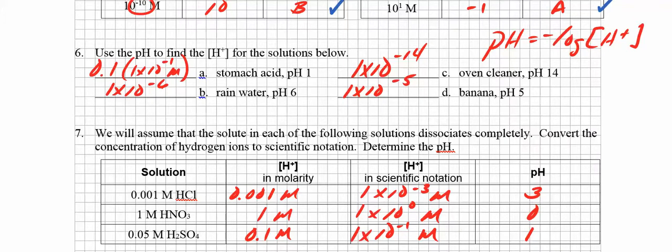And finally, for a banana, it has a pH of 5. So that would be a hydrogen ion concentration of 1 times 10 to the negative 5. And that'll do it for B.